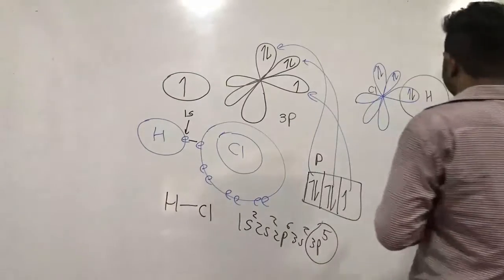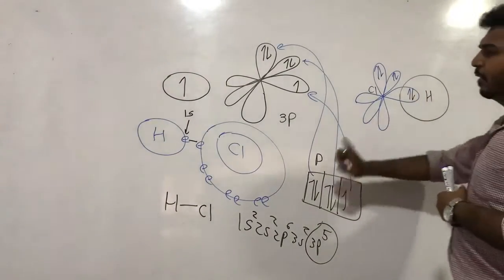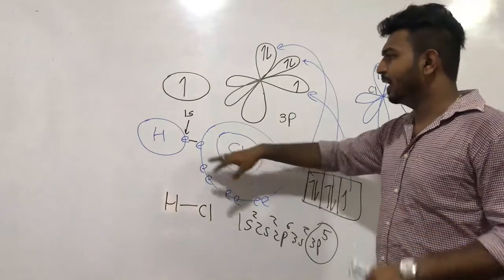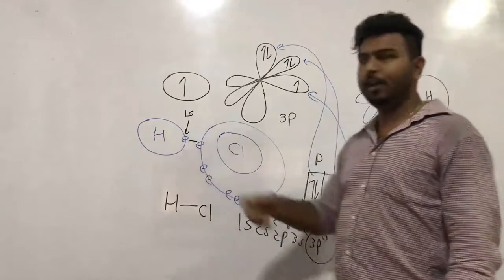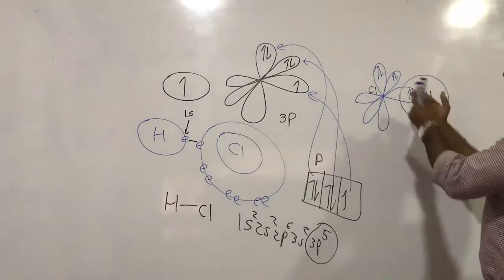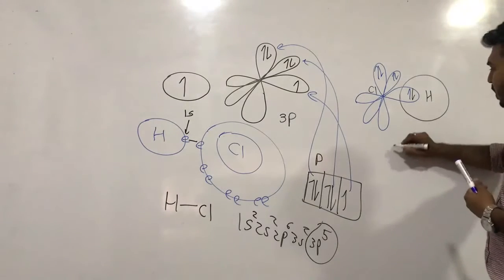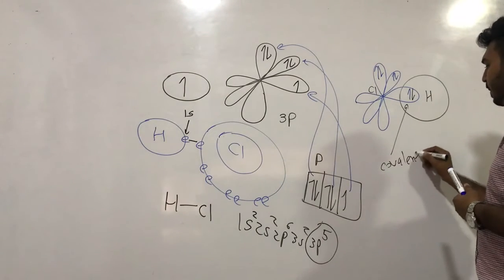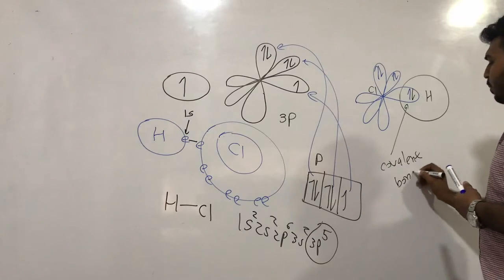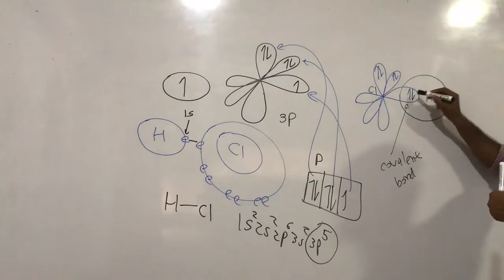So this is a chemical bond. The unpaired electron of chlorine gets attracted to the unpaired electron of hydrogen. These electrons get attracted and form a covalent bond. The meaning of covalent bond is that these electrons are shared.